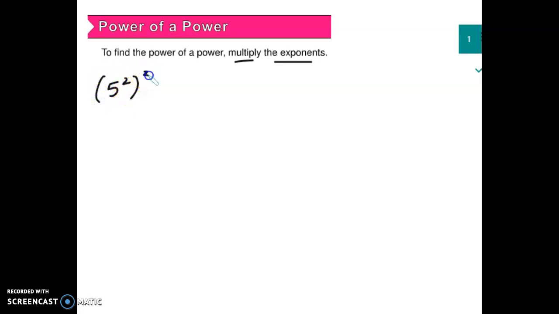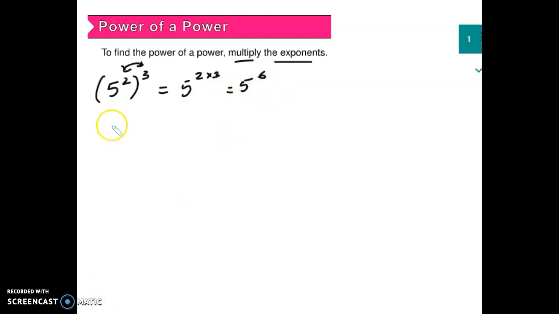to the third exponent. So what we're talking about is there's an exponent and there's another exponent on top. When you have that kind of case, all you have to do is multiply the exponents. You multiply these two. So that's going to be 5 is the base, 2 times 3, which is 5 to the sixth exponent. So that's the answer for that.